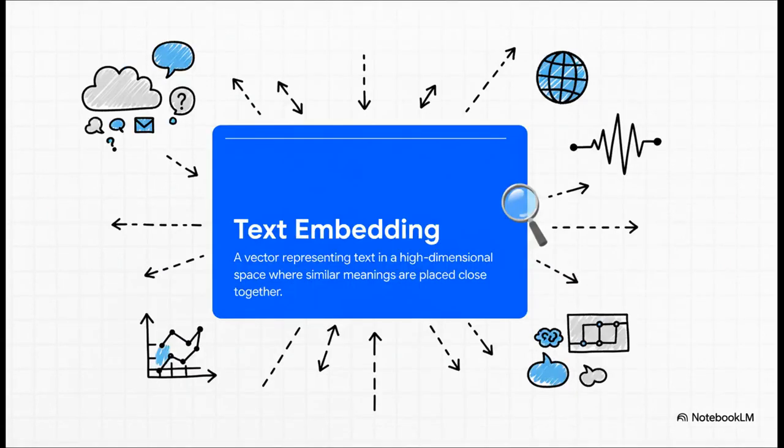So what is a text embedding? At its heart, it's just a way to translate words into a list of numbers, what we call a vector. But here's the magic. It's not a random list of numbers. This vector acts like a set of coordinates, placing that piece of text onto a giant multidimensional map of meaning. And on this map, things with similar meanings are located right next to each other.